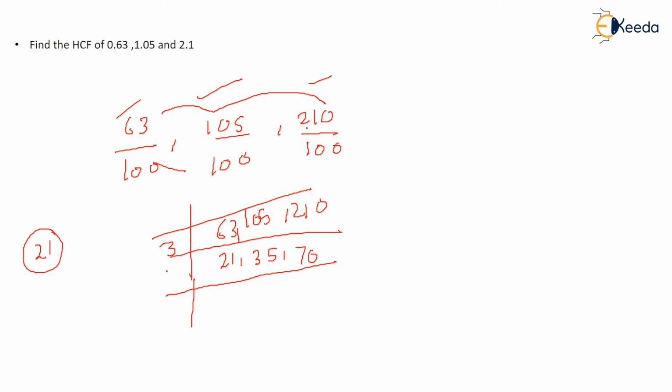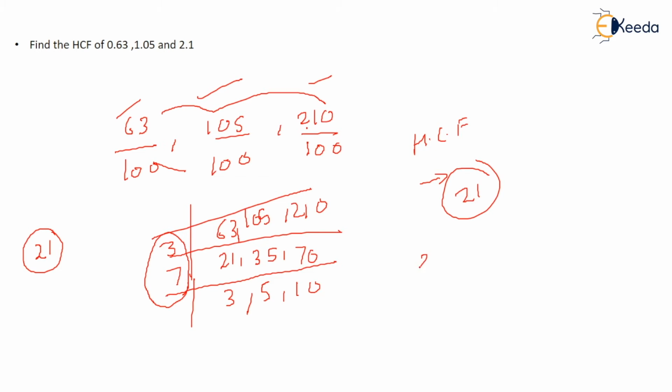You see 35, 70 and 21. You have to think of a number that can divide all three. 7 is the number. This comes out to be 3, this comes out to be 5, and this comes out to be 10. Now you cannot divide further, right? I told you to take the left-side ones. So on the left side, 3 into 7 is equivalent to 21, and nothing else can be taken as common now. So 21 will be the HCF of these numbers. But here you can see it is in decimals, so 21 by 100 becomes 0.21. 0.21 is the correct answer.